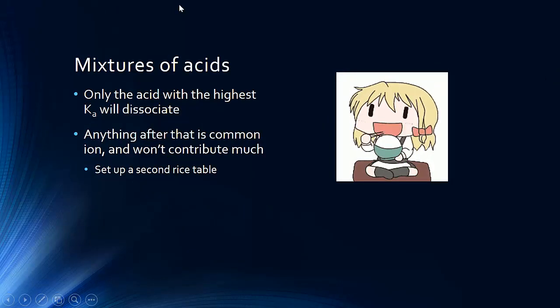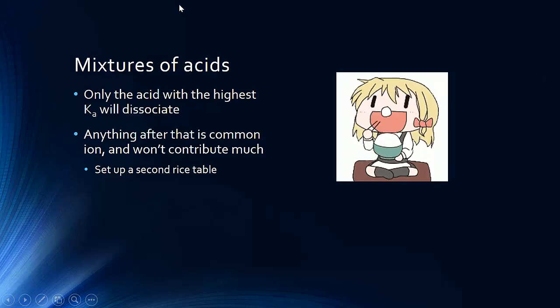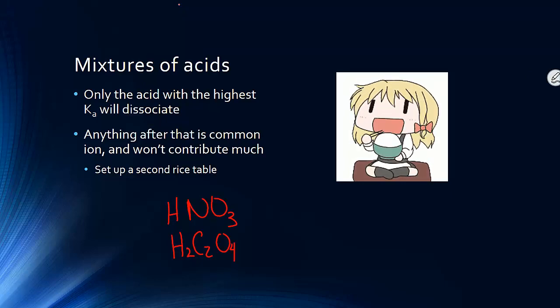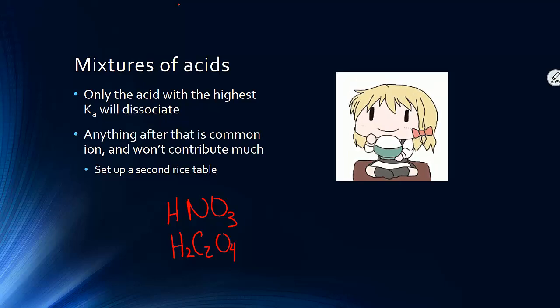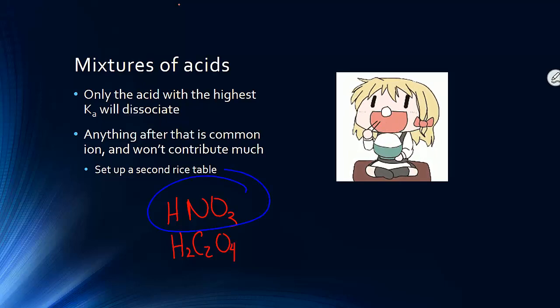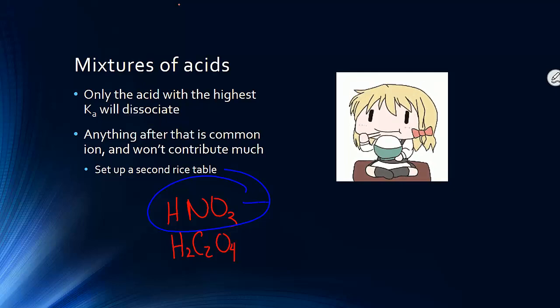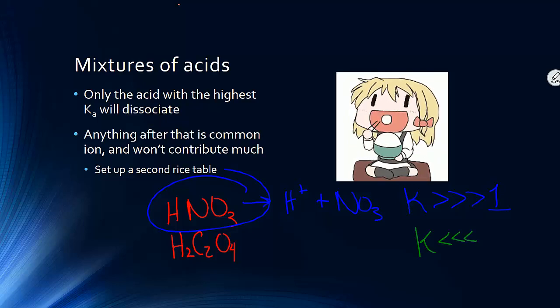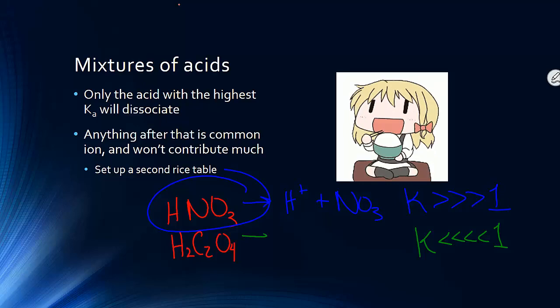Now, if you have a mixture of acids, you come up with a common ion problem because two acids are not going to dissociate equally. In a mixture of nitric acid and oxalic acid, nitric acid is going to dissociate first. The hydrogen has an extreme attraction for the water and will leave the nitrate ion much more readily. This is represented by the fact that nitric acid has a Ka that is massive. Oxalic acid, on the other hand, has a Ka that's itty bitty, and so it does not dissociate completely.